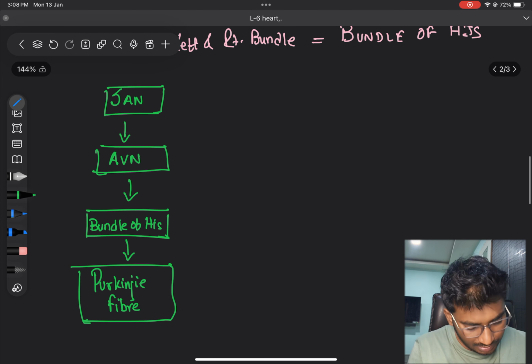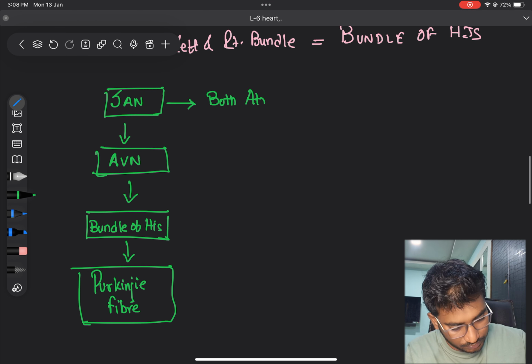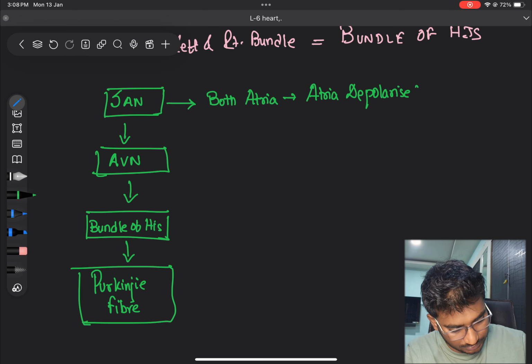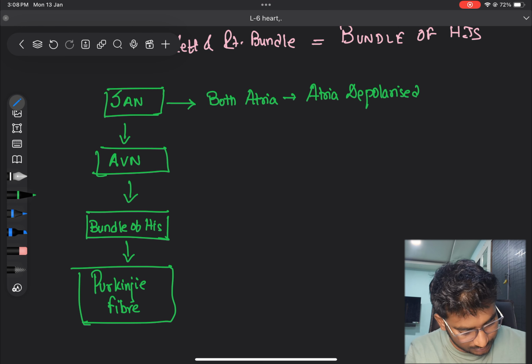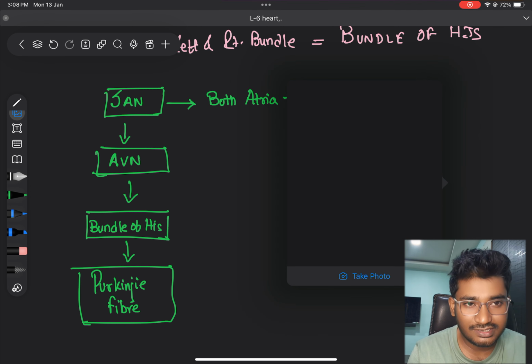Now what happens next? The SA node sends the beat into both atria. Then the atria get depolarized. That leads to the atrial contraction, that is the atrial systole.